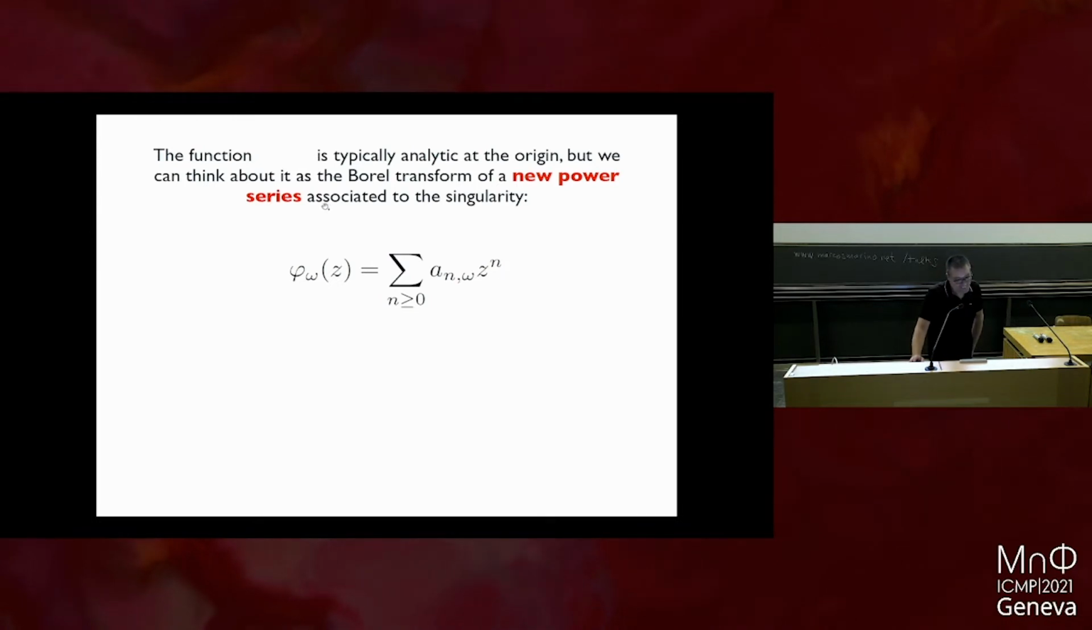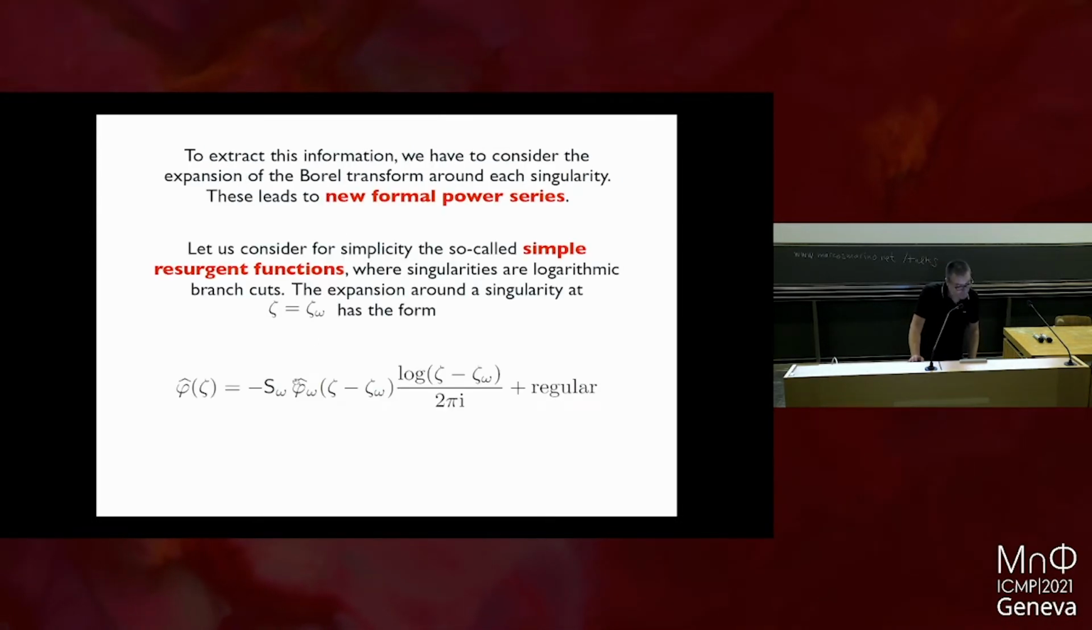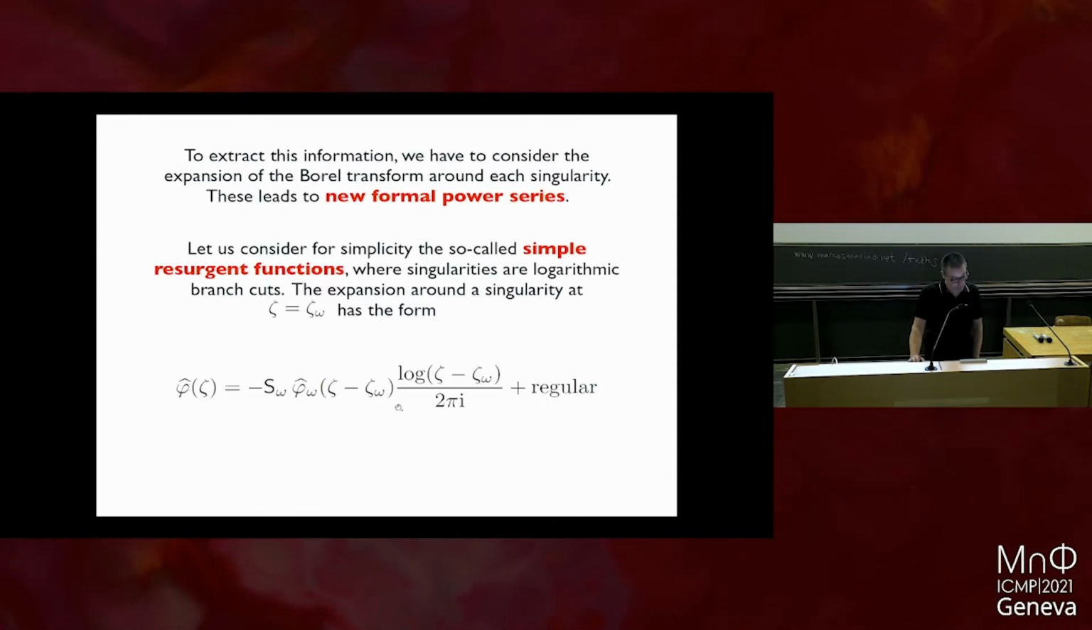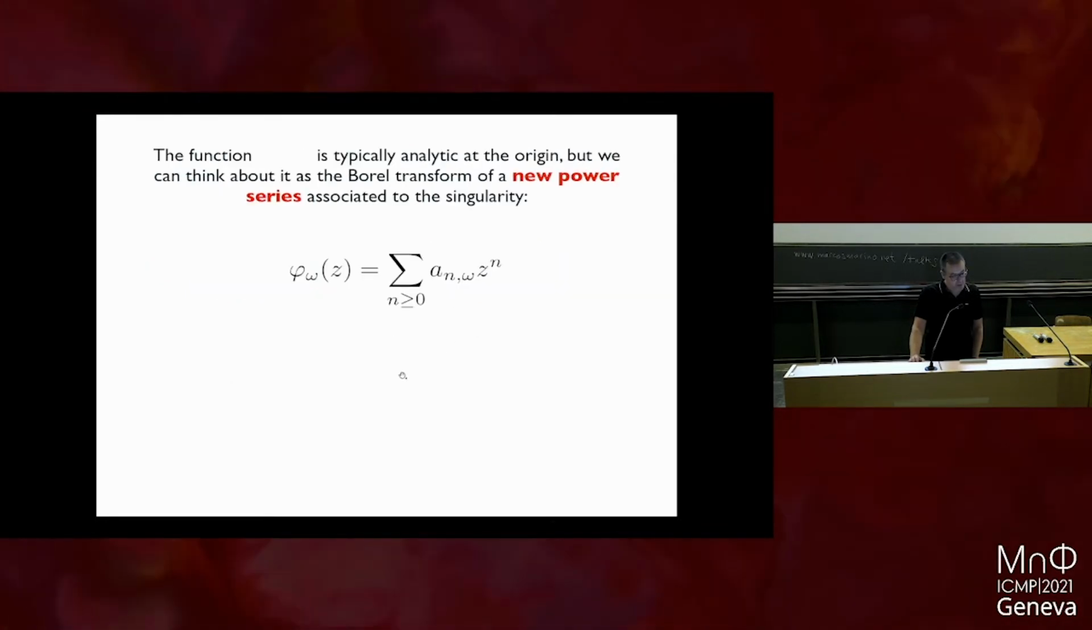Now, this function here is analytic at the origin, but you can think about it as the Borel transform of a new power series associated to the singularity. So in a sense, you undo this: you start with a formal power series which is convergent, with a finite radius of convergence, but you think about it as a Borel transform, and this gives you another power series with new coefficients A sub n omega, which will grow again factorially. And this is actually how the formalism works.